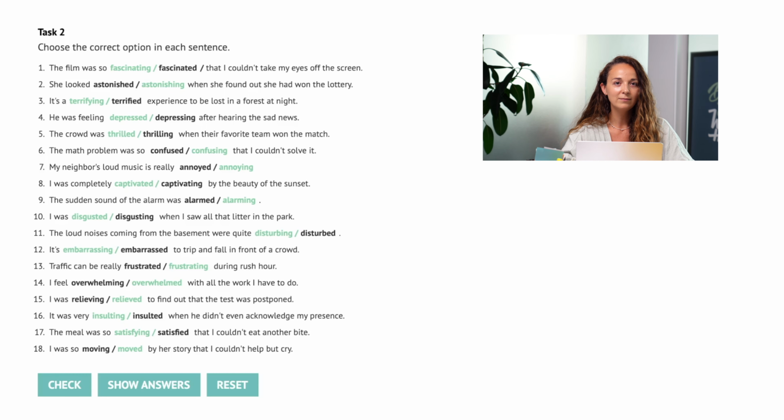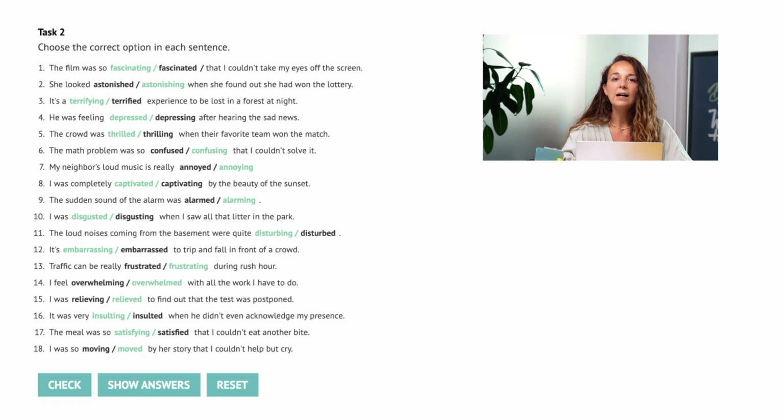Got everything right? Did you see a little hint in sentences 4 and 14? The verb feel. Whenever we have it in the sentence, we'll definitely use the adjectives ending with ed. However, it's not always the case. You might also describe yourself with the ing adjectives.